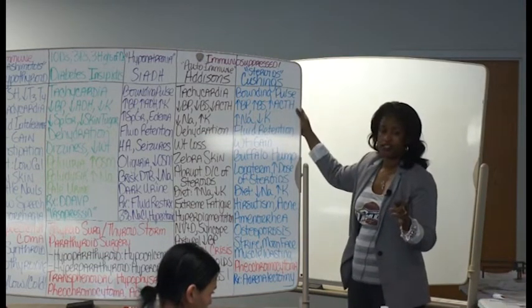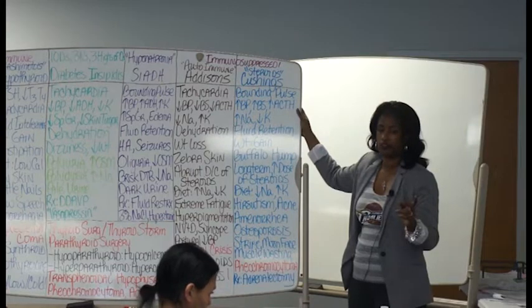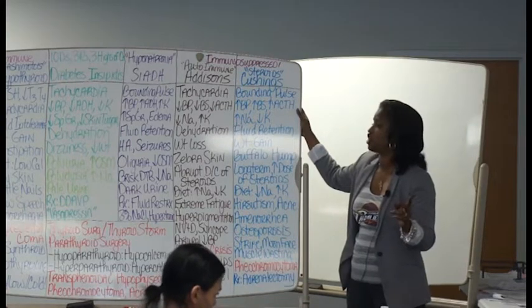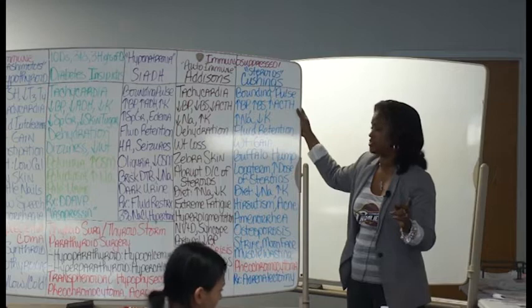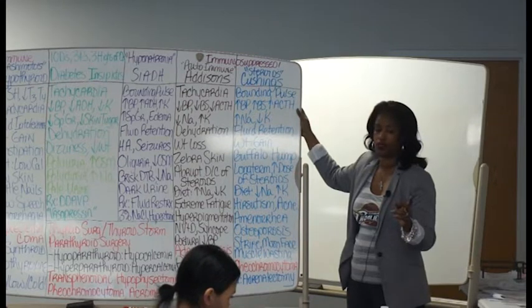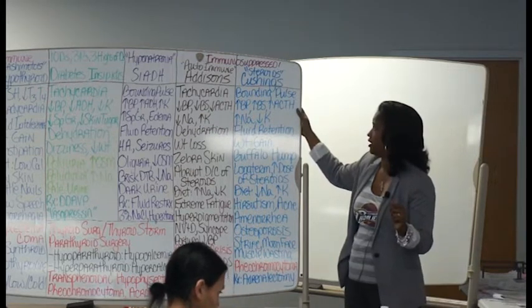Blood sugar. Does it say blood sugar anywhere on there? Good. I want you to put slow healing wounds next to that. Slow healing wounds next to the high sugar. Find it first. Don't just write, because you want to really be smart about what you write.